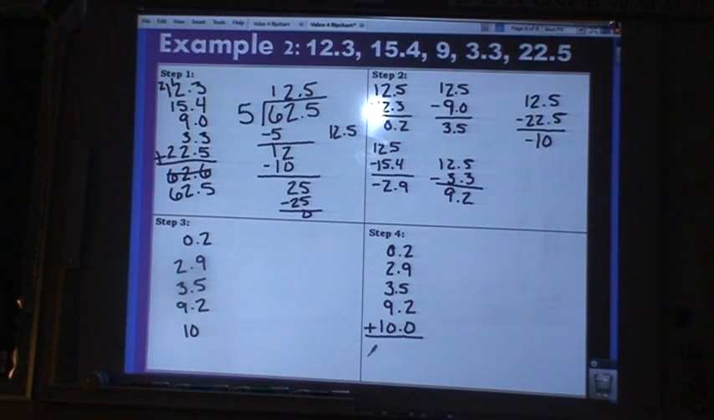We should get 25.8. Now we're not done yet because we still have to divide by the number of numbers in our data set. So we're going to take that 25.8 and we are going to divide it by 5. 5 goes into 25 5 times. We have to subtract the 25. We'd have nothing left over, but we've got to bring down that 8.